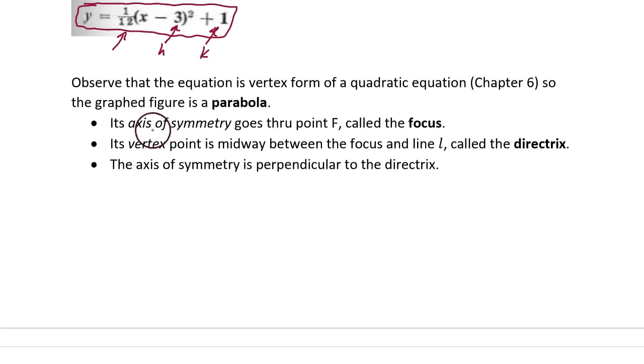In our parabola, the axis of symmetry goes through the vertex, but it also goes through point F. The vocabulary word for point F is called the focus point. The vertex point is midway between the focus and a line. And as already mentioned, the vocab word for the line is directrix. The axis of symmetry is perpendicular to the directrix.